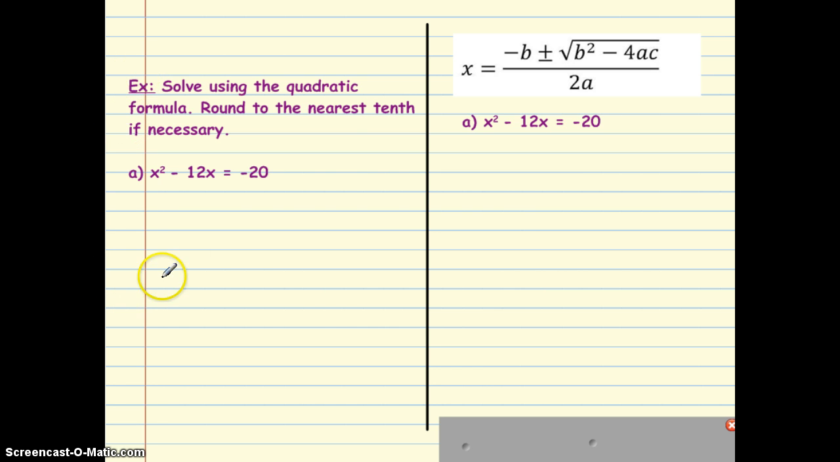We are going to solve using the quadratic formula and round to the nearest tenth if necessary. Looking at part A, it is not in the form that we need right away. We need to move this negative 20 to the other side. So we will start with x squared minus 12x plus 20 equals 0. And looking at this, we know that our A is 1, our B is negative 12, and our C is 20.